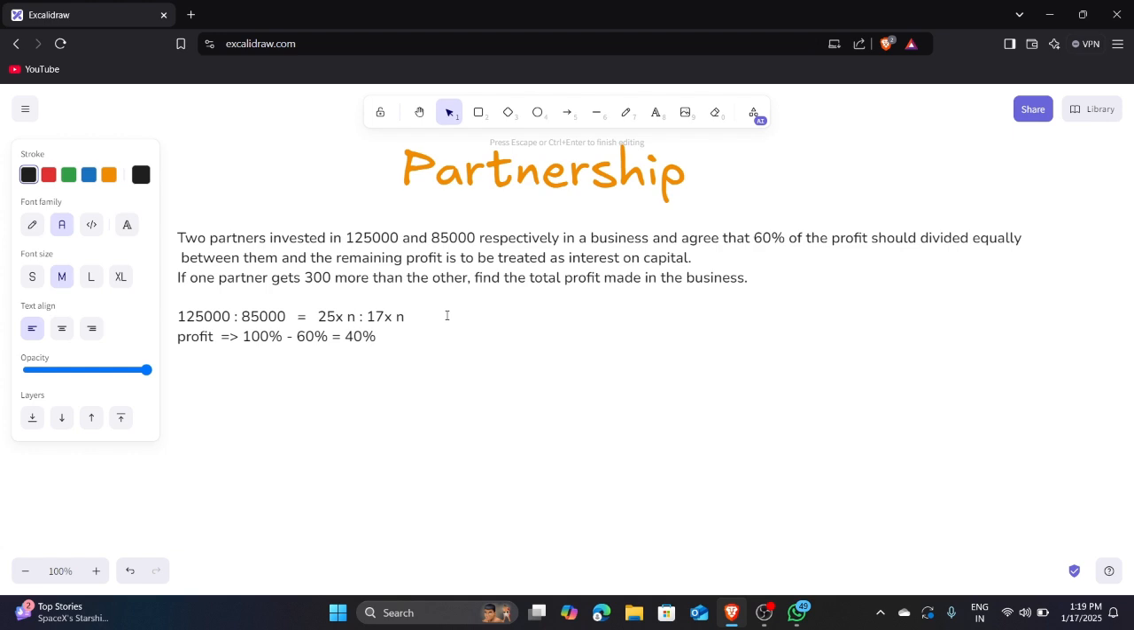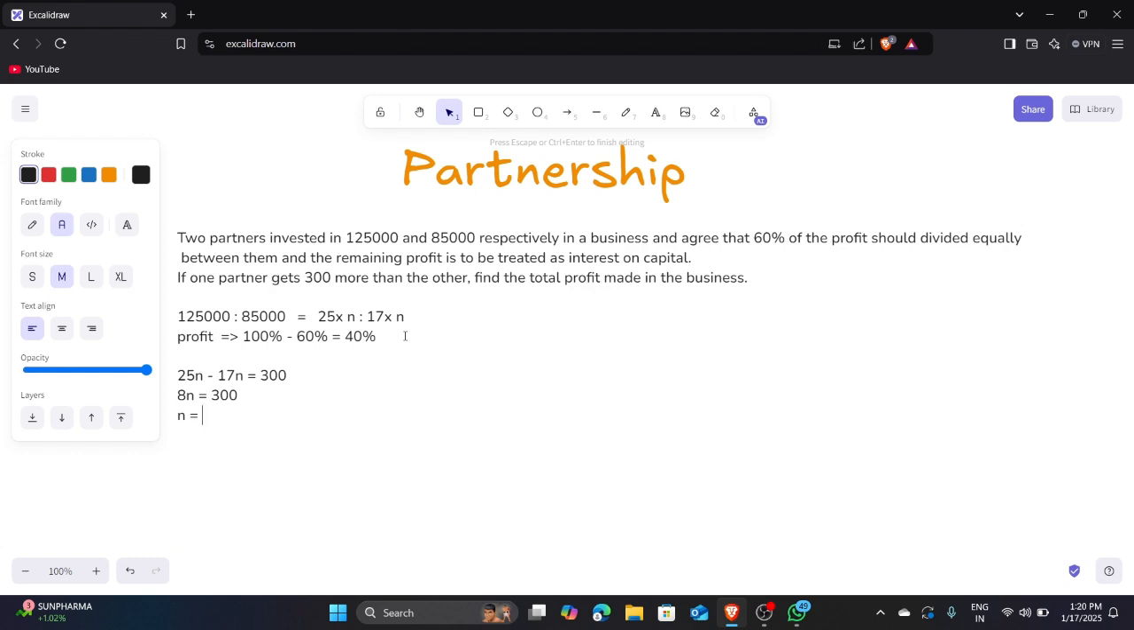Now what they are saying, one person gets 300 more than the other. From the shares we can understand that this is 25 and this is 17, and if the same number is multiplied, then always this number will be greater. So if this is the share of one person and this is the share of the second person, we subtract from each other, 25 minus 17, and then we get this number. Am I right or wrong? Yes, I'm right. And we multiplied it, so 8n is the number, and this is equal to 300. So now we can get the value of n.